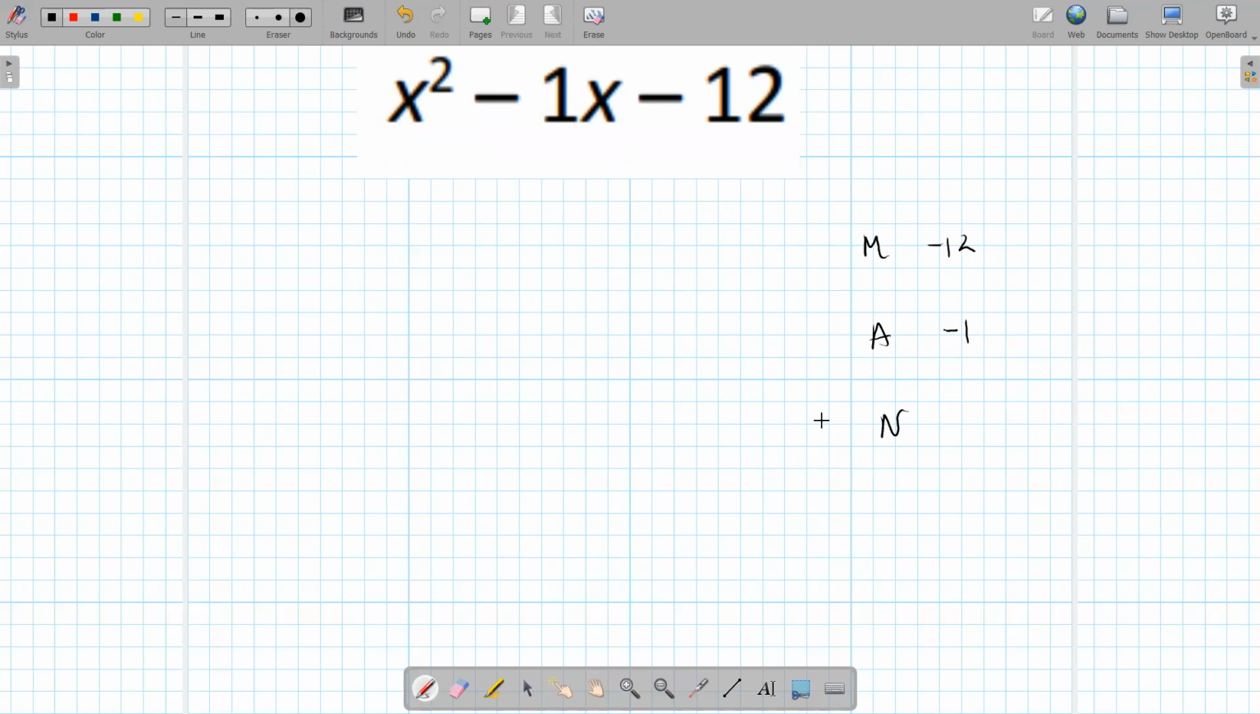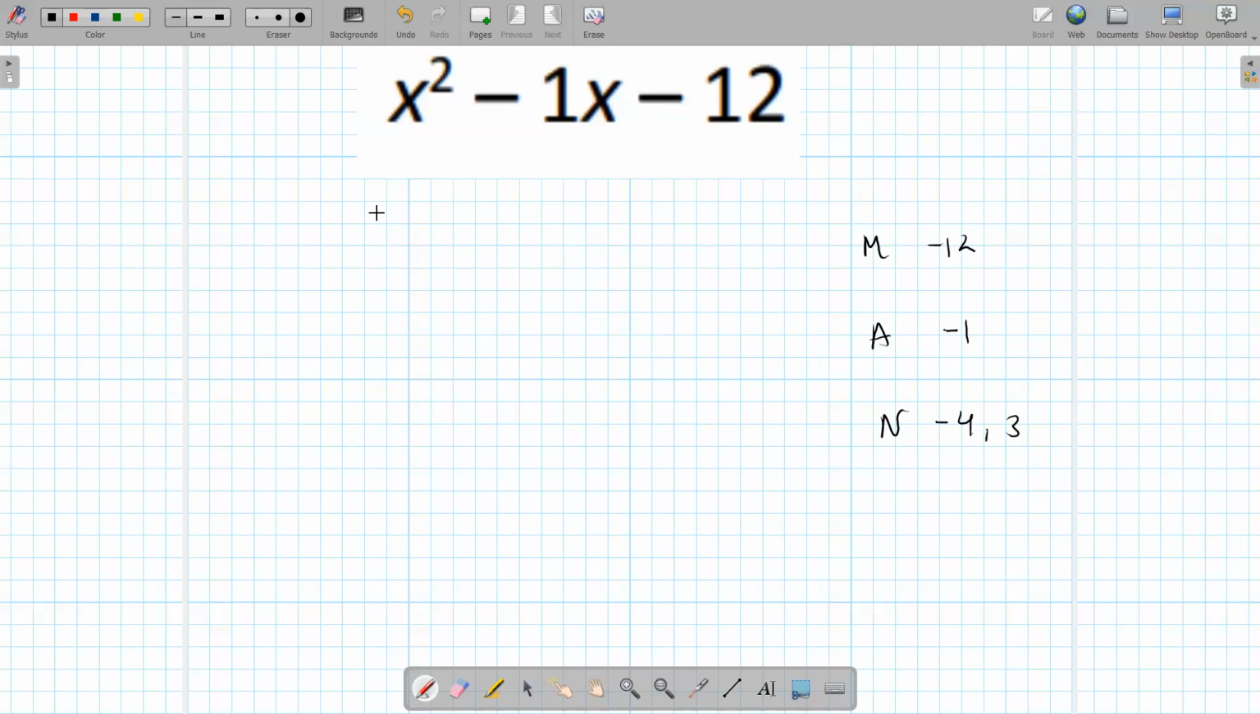Minus 12 and 1. No, that's not going to add up to minus 1. Minus 4 and plus 3. Okay, right. When you multiply them, you get minus 12. When you add them, you get minus 1.